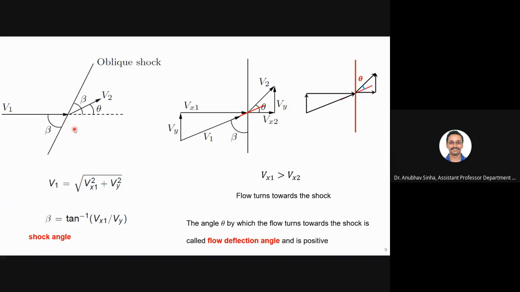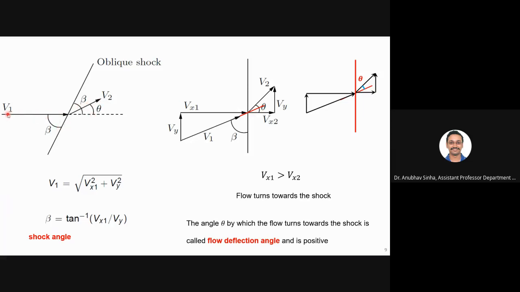So I just want to repeat this once more. This is a very basic and fundamental concept which you need to be very clear about. Oblique shock: till now, in the last chapter, we have studied normal shock, where the flow velocity is normal to the shock front. The difference in oblique shock is that it is at some angle to the incoming flow. Let us say that angle is beta, and the flow gets turned by an angle theta.